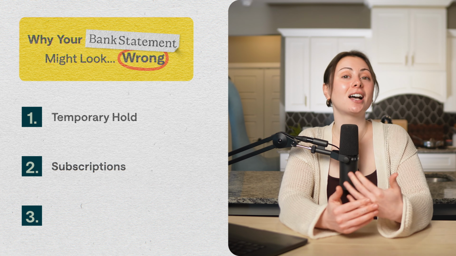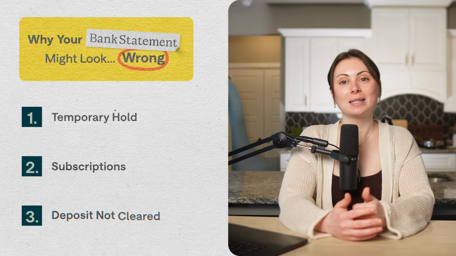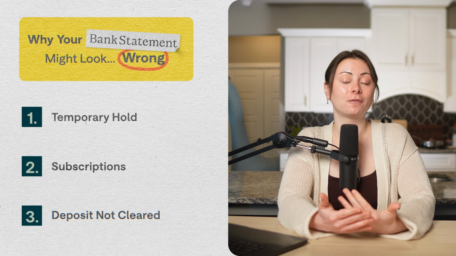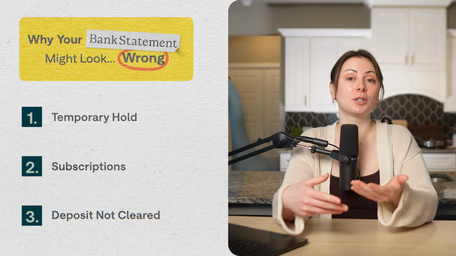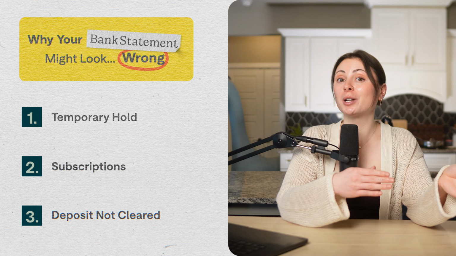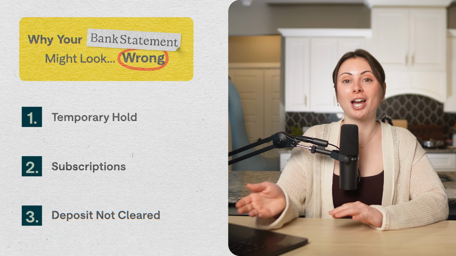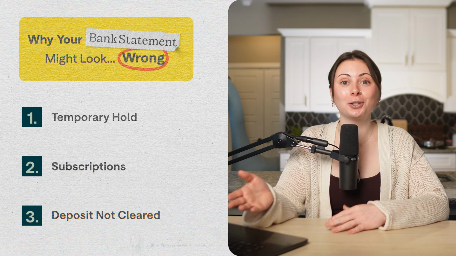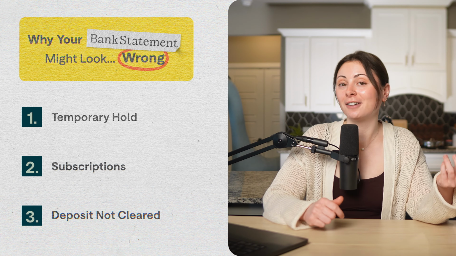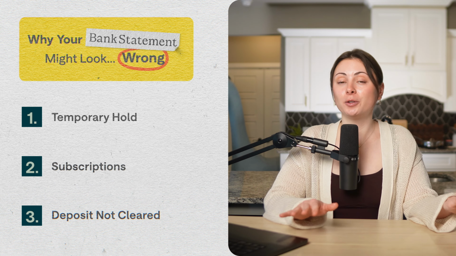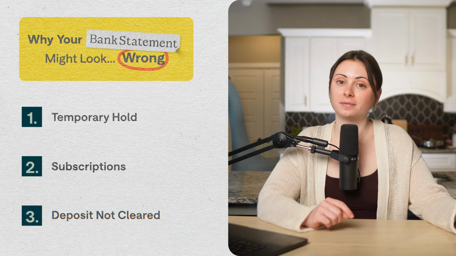A third reason is that a deposit has not yet been cleared. Sometimes money may show up in your account before it is fully available to use. This can happen with checks, mobile deposits, transfers from another bank account, or even certain types of payments. For example, you might deposit a check and see it reflected in your account, but your bank may only show part of that money available right away. The rest may be held for a few business days while the deposit clears. The main takeaway here is that your bank balance is not always as simple as one number on a screen.